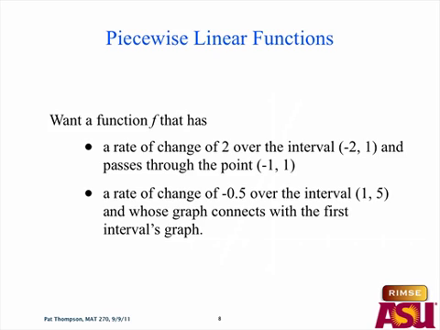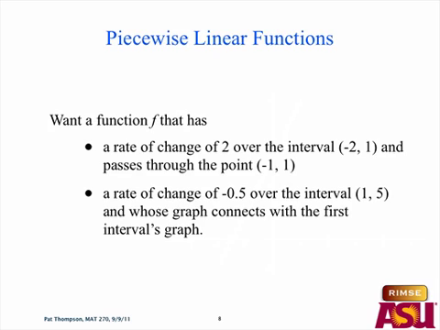So we want to write a function f that has a rate of change of 2 over the interval (-2, 1) and passes through the point (-1, 1). The first thing we want to do is make sure we distinguish between an ordered pair, a point, and an interval. And how do you do that? Through the context of how it's given.